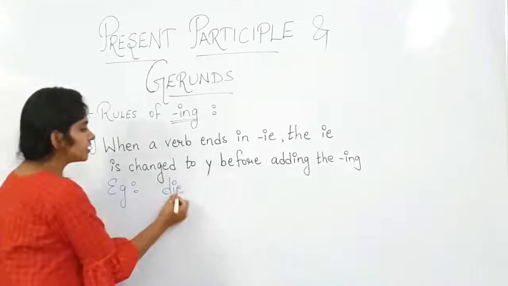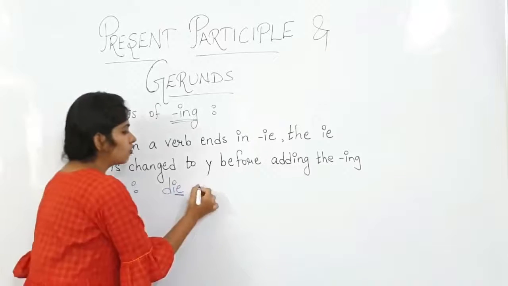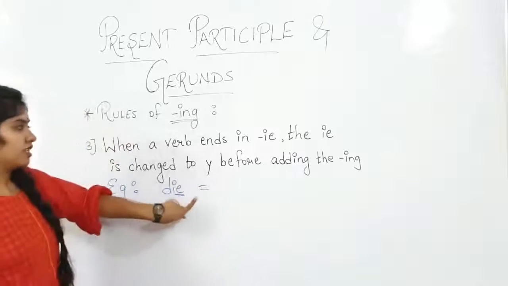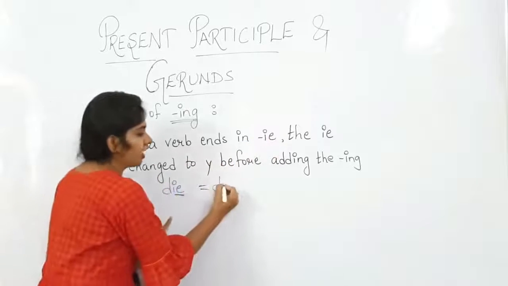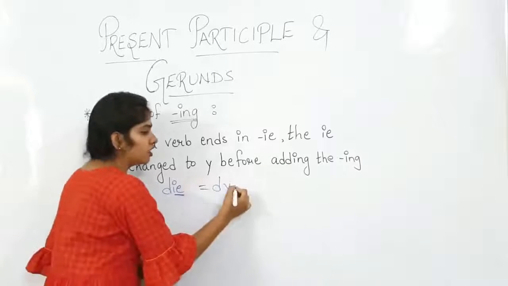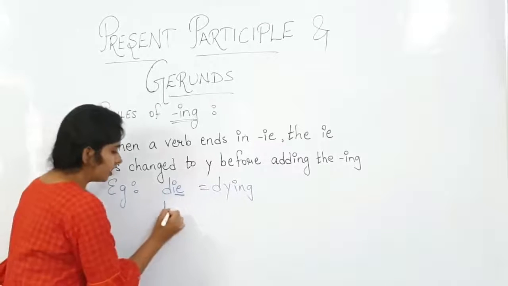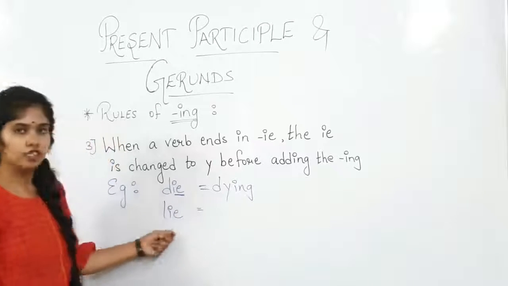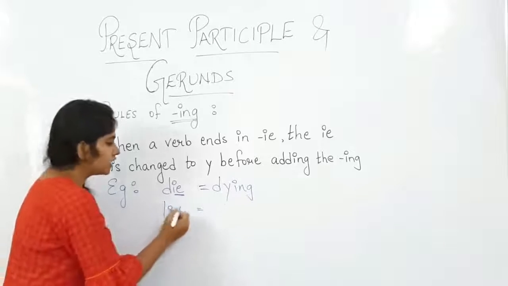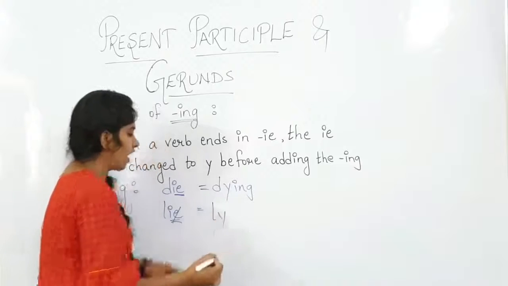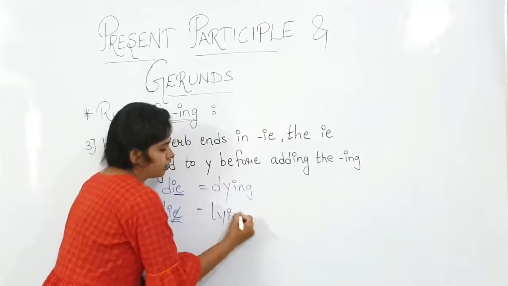Right? Over here you can see that the word is ending with ie. So what we will do over here, as I said, is cut ie and instead of ie we will write y, and after that we will add ing: dying. Another example, lie. Over here you can see the word is ending with ie. So we will cut ie and we will write y instead of ie, and then we will add ing.